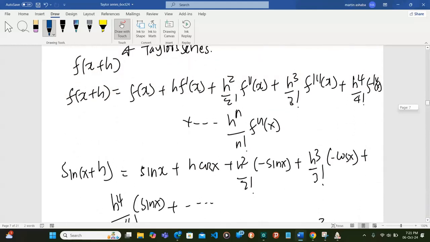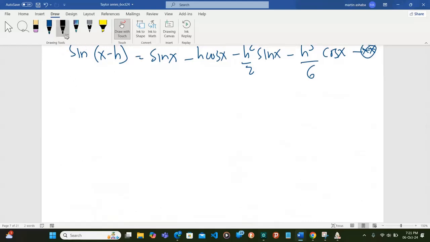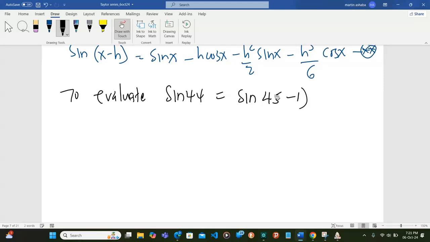sine 44. So now to evaluate sine 44, this is the same as sine 45 minus 1. Remember, all of these are in degrees. Now, what are we going to do? That means our x is equal to 45 degrees and h is equal to negative 1 degrees. But I must convert each of these into radians.